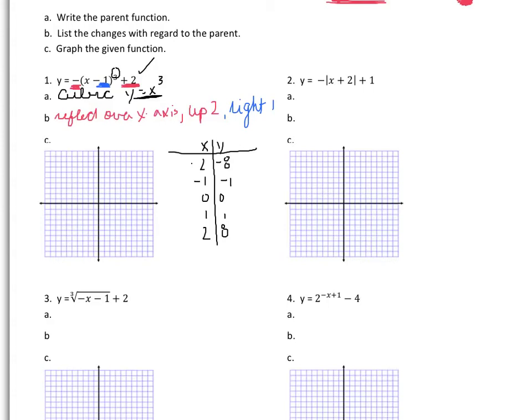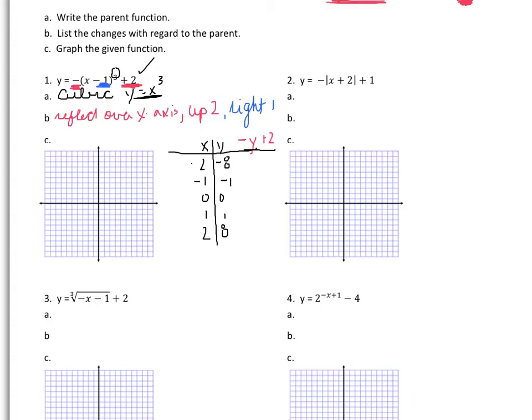If I reflect it over the x-axis, remember you always want to do your reflections first before you start translating. Reflecting over the x-axis negates my y values, so that's going to affect my y value here. I'm going to put negative y, but then it's also going to move up too, so I'm going to do negative y and then add 2 to it. Everything I have written in red is affecting the y value. So let's go ahead and do that.